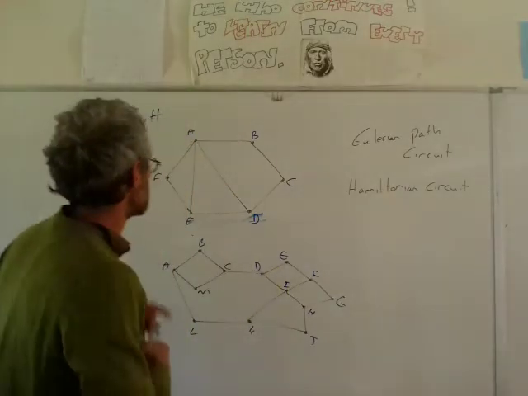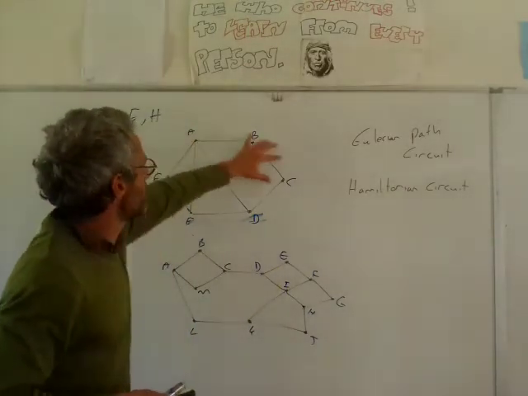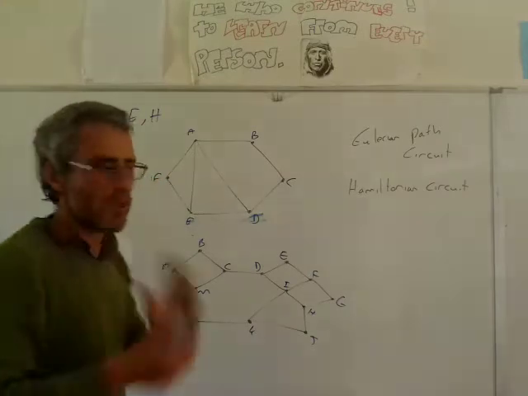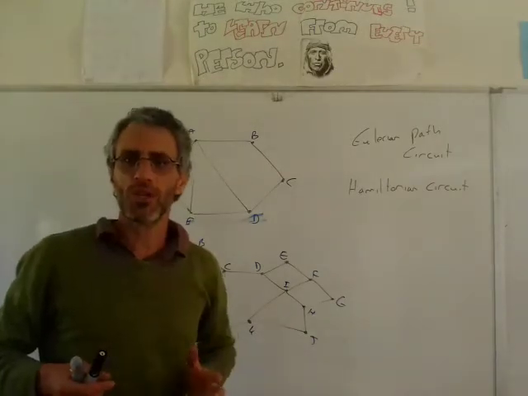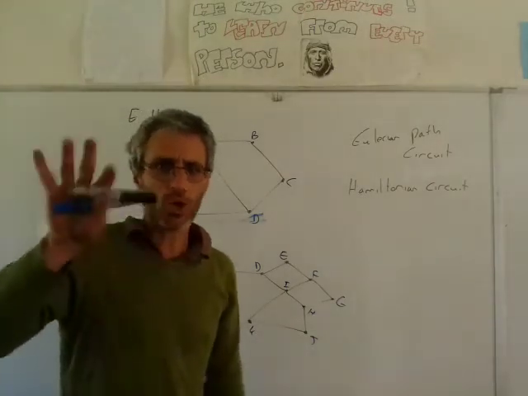Let's start with Hamiltonian. Now, with all these vertices here, it's very easy to create a Hamiltonian circuit. What is a Hamiltonian circuit?